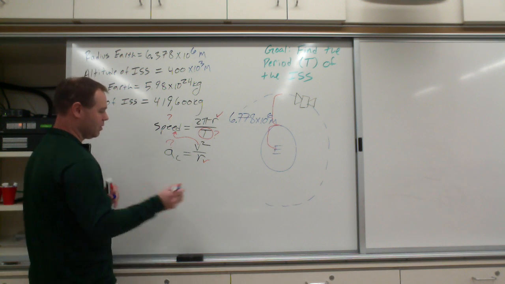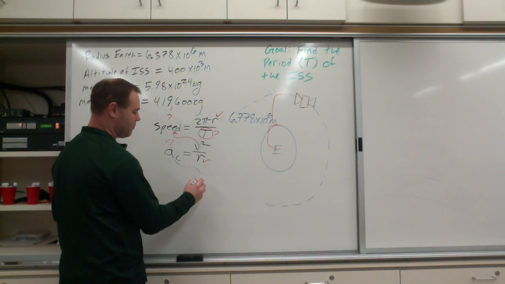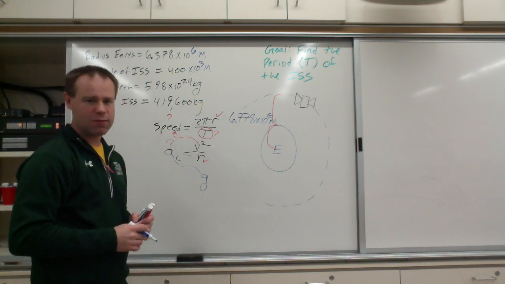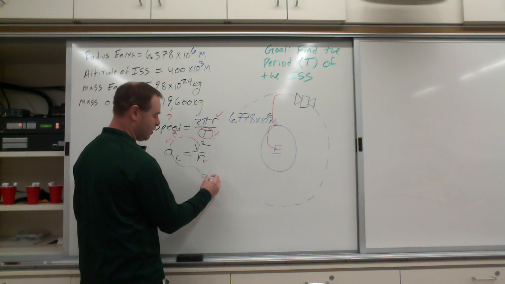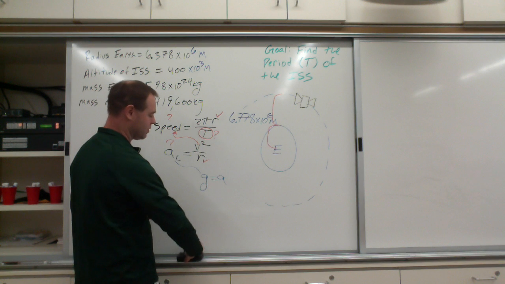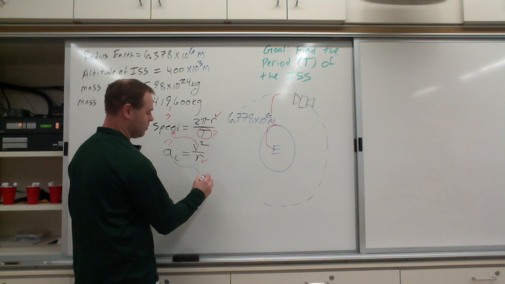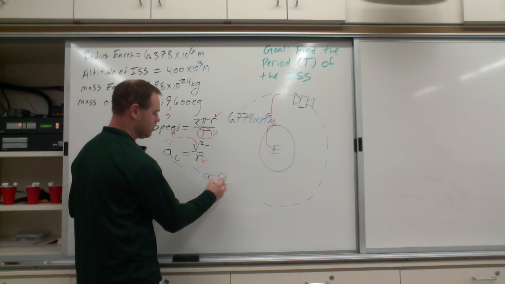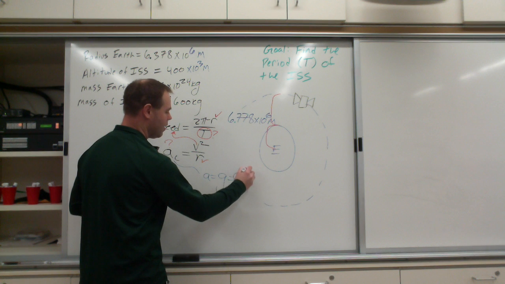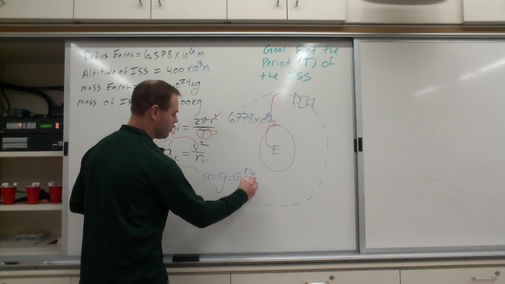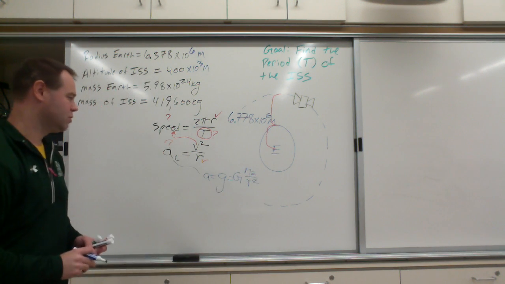One way we could find it would be to find the gravitational field strength at that height, because as we know, when something's in free fall, gravitational field strength equals acceleration. So we could find the acceleration because it's equal to the gravitational field strength, which is G times the mass of the Earth, over the distance between their centers squared.